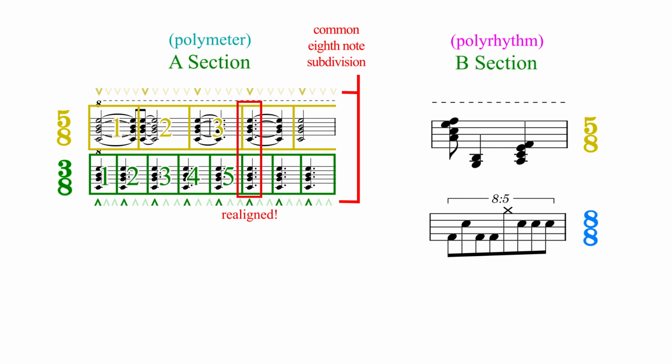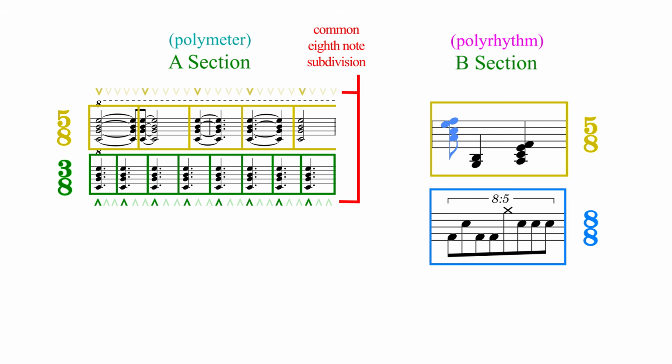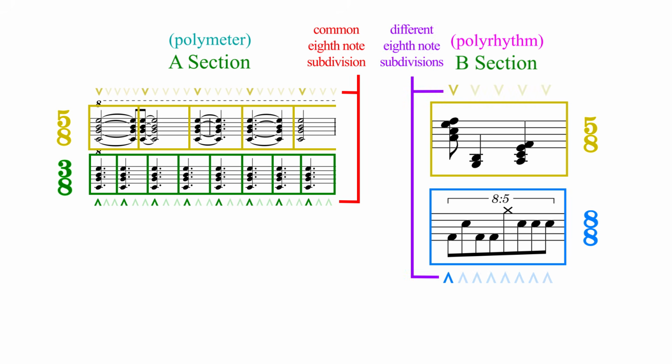In contrast, the B section forces its 2 constituent meters, 5/8 and 8/8, to last the same amount of time. This means that every measure is synchronized the same way, with each of the meters sharing their first beat, but it also means that these meters' 8th notes have different durations.